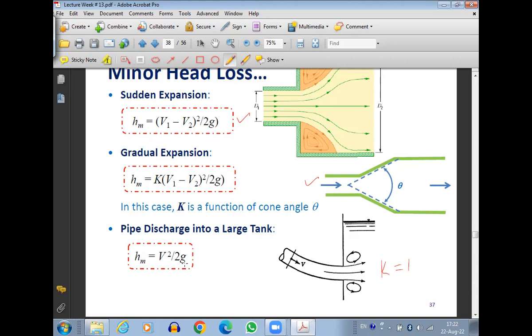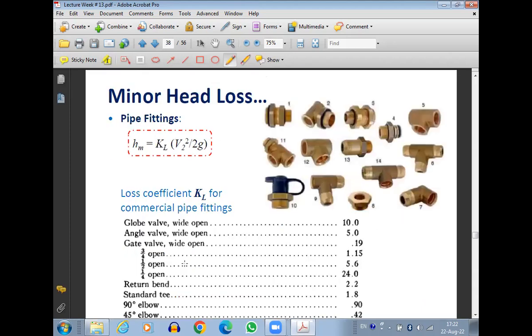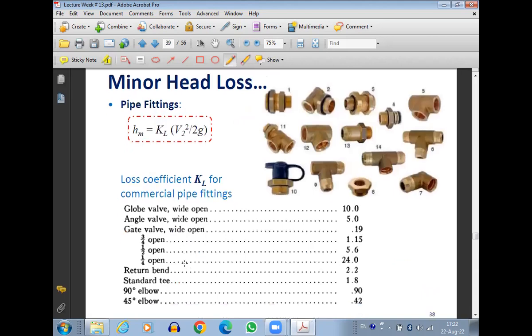So these are some of the specific cases provided to you. Obviously, the tables will be provided for those specific cases if they are required in the examples, in the numericals. The general format is KL V2 square upon 2g. If you have a globe valve, angle valve, gate valve, return bend, standard T, 90-degree elbow, or 45-degree elbow, we have the specific values of K.